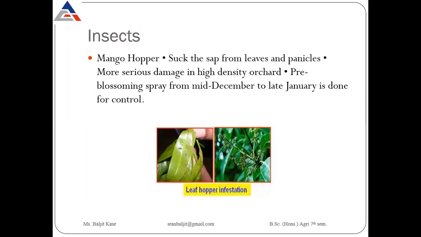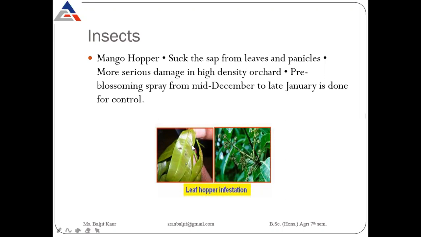Next are some problems that are associated with the mango fruit. Firstly we will talk about the insects. Many insects attack the mango fruit. Some of those insects are the mango hopper or leaf hopper, you can say. Mango hoppers suck the sap from the leaves and panicles. In this figure you can see these leaves and panicles.